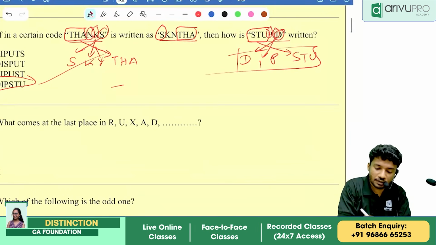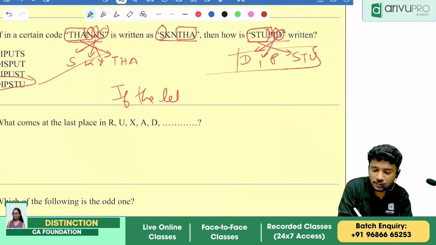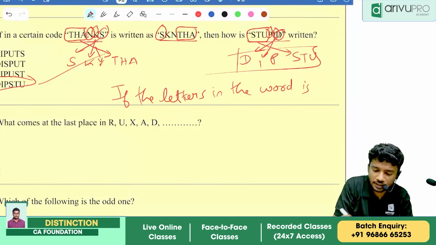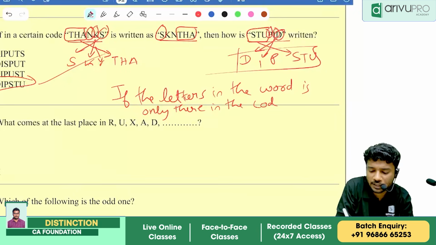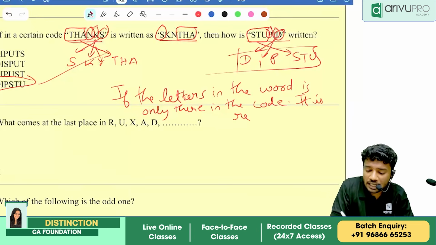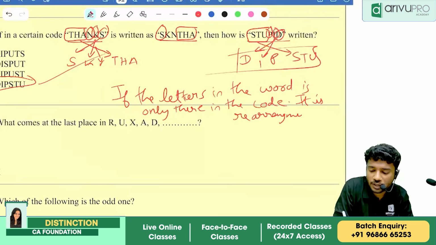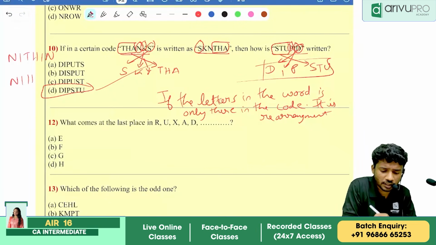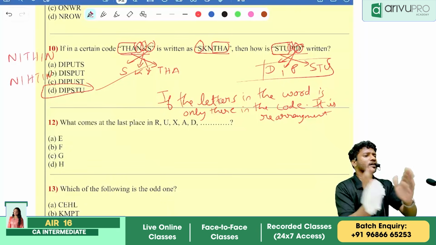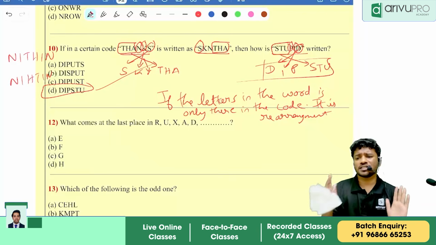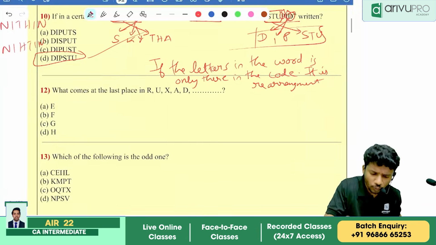Look here. If the letters in the word are only there in the code, what do you mean by that? If the letters in the word are only there in the code, it is any arrangement. Okay, are you getting it? For example, I am taking Nithin, N-I-T-H-I-N, is coded as N-I-H-T-I-N. We are just rearranging the letters, either by spelling it backward or by rearranging the letters. That is the meaning.